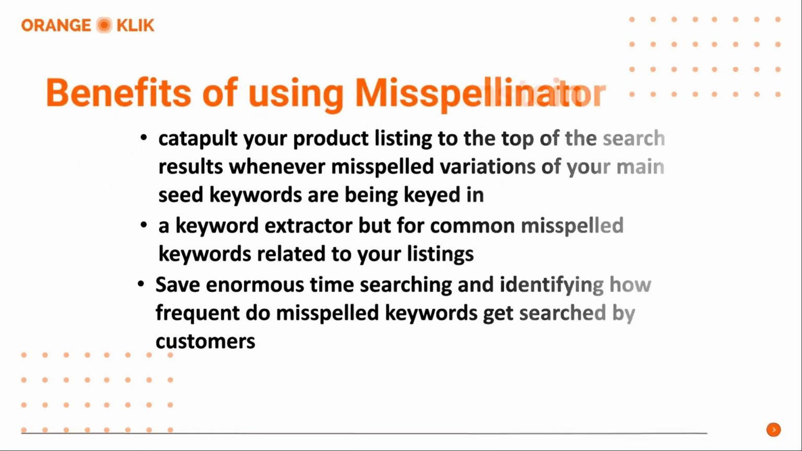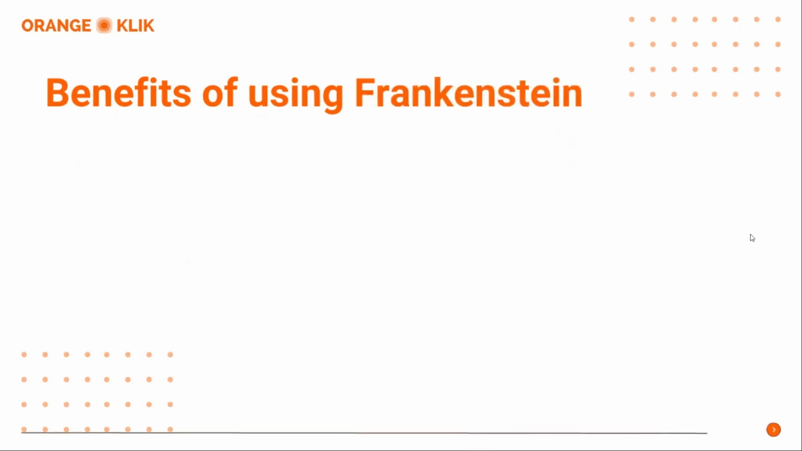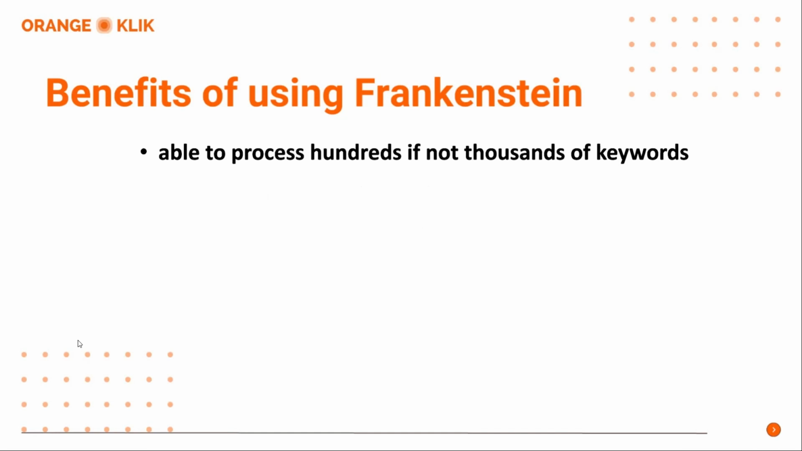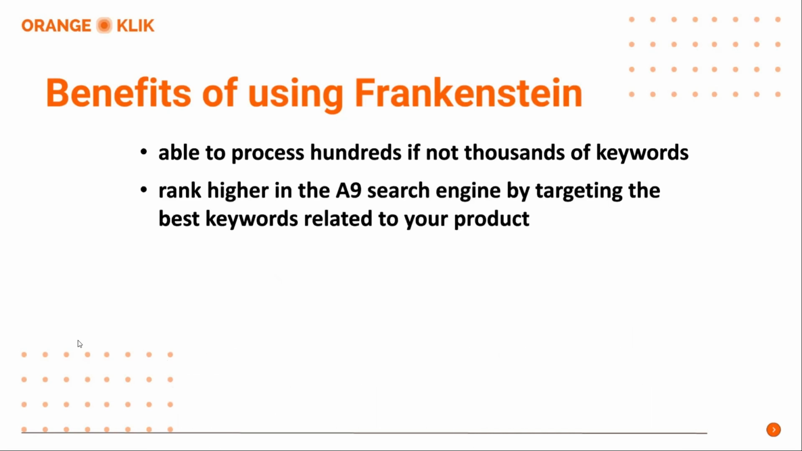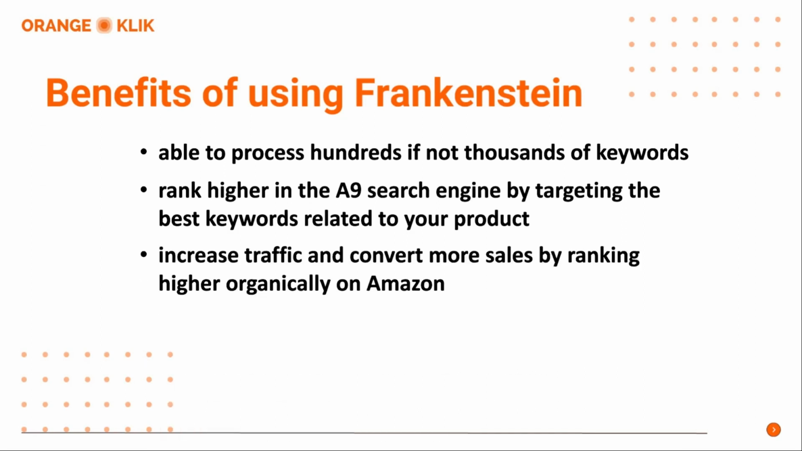Next, what are the benefits of using Frankenstein? First, it will help you save time and resources in seconds. Frankenstein is able to process hundreds, if not thousands of keywords. It will also help you rank higher in the A9 search engine by targeting the best keywords relating to your product, in this case, the misspelled keywords. Number 3, it will help you increase traffic and convert more sales with higher Amazon product rankings.